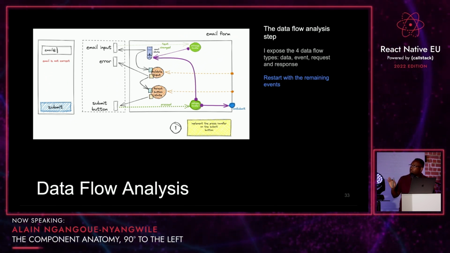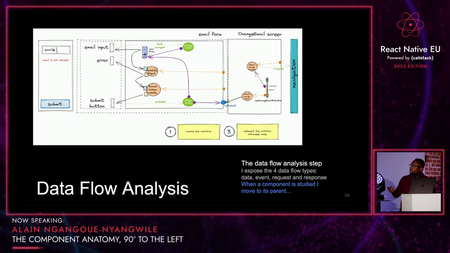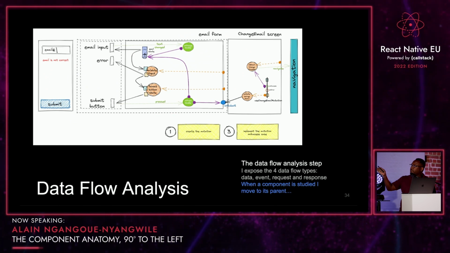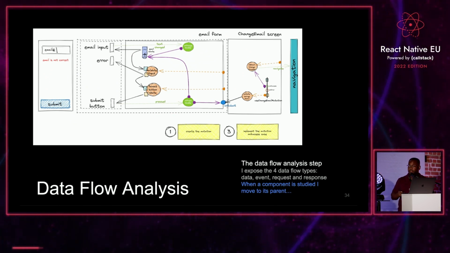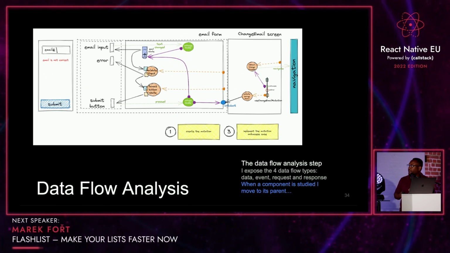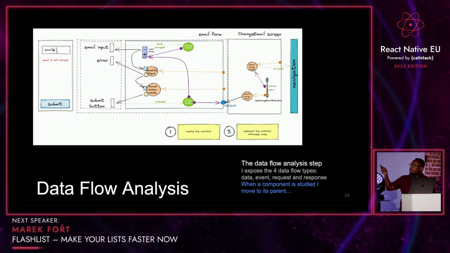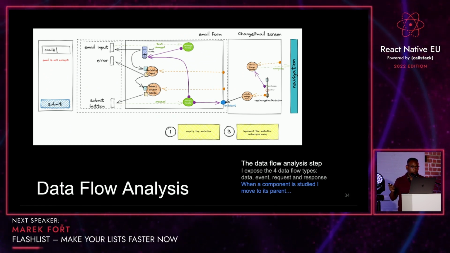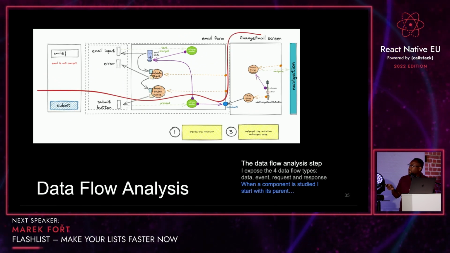And when I'm done with this component, I go to the parent, and in this case, I will define a use change email mutation that provides me a mutate function I will use to iterate the onSubmit property. And on success, I will invoke a function that navigates to somewhere I want. So this is the data flow analysis.